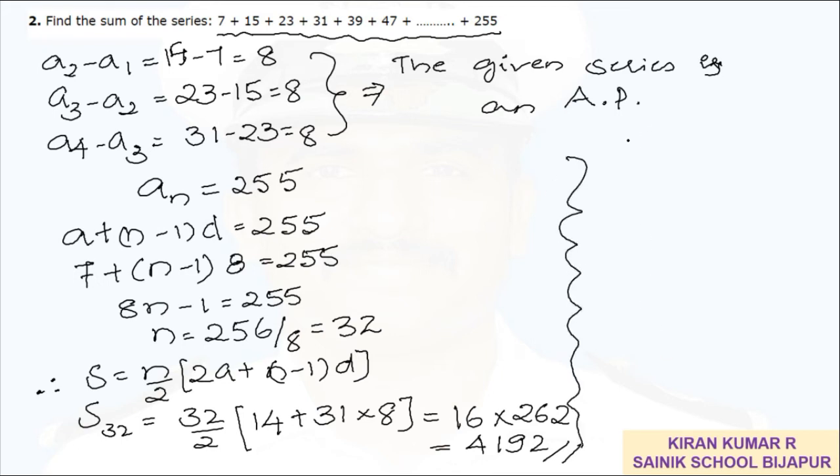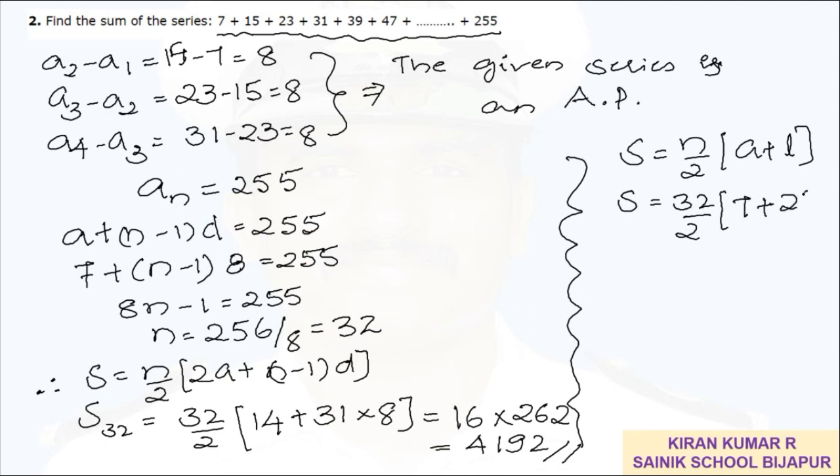Another method is to use the formula S is equal to n by 2 times a plus l. The number of terms I have already found. It is 32 divided by 2. First term is 7, last term is 255. So directly I'll be getting 16 multiplied by 262. This product is 4192.